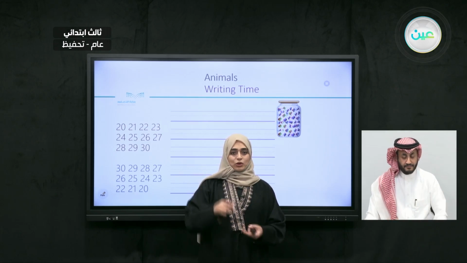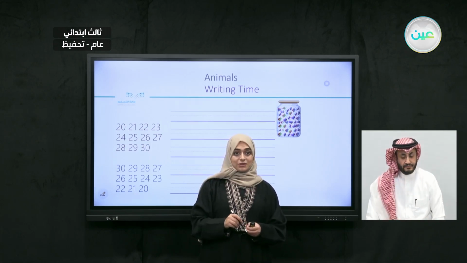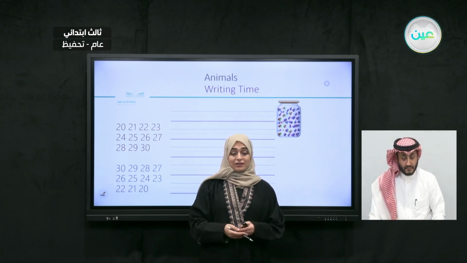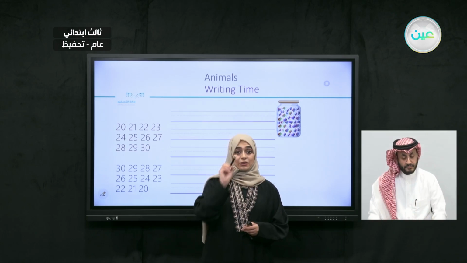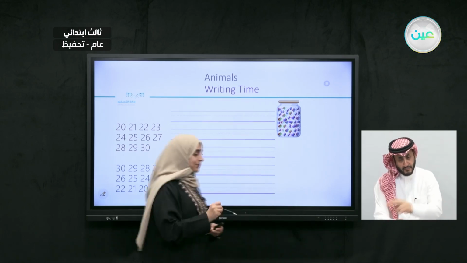Here we have a picture of a jar. What's inside the jar? Marbles. I see a lot of marbles. Can you have up to 30? Yes. Now let's count from 1 to 30 and from 30 to 1 together. Let's begin.